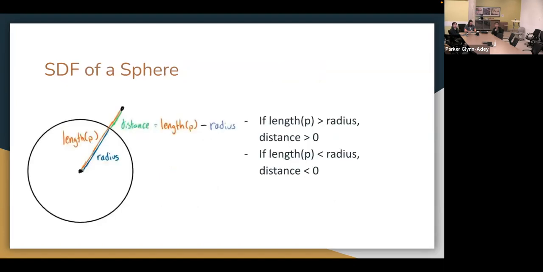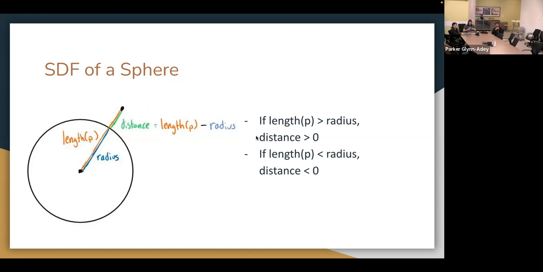So let's start with how we get an SDF. Probably one of the simplest SDFs is that of a sphere. This SDF, for a sphere centered around the origin, would just be the length of the point that you're evaluating at, that's here, minus the radius of the sphere, so here. So this would give you this distance.